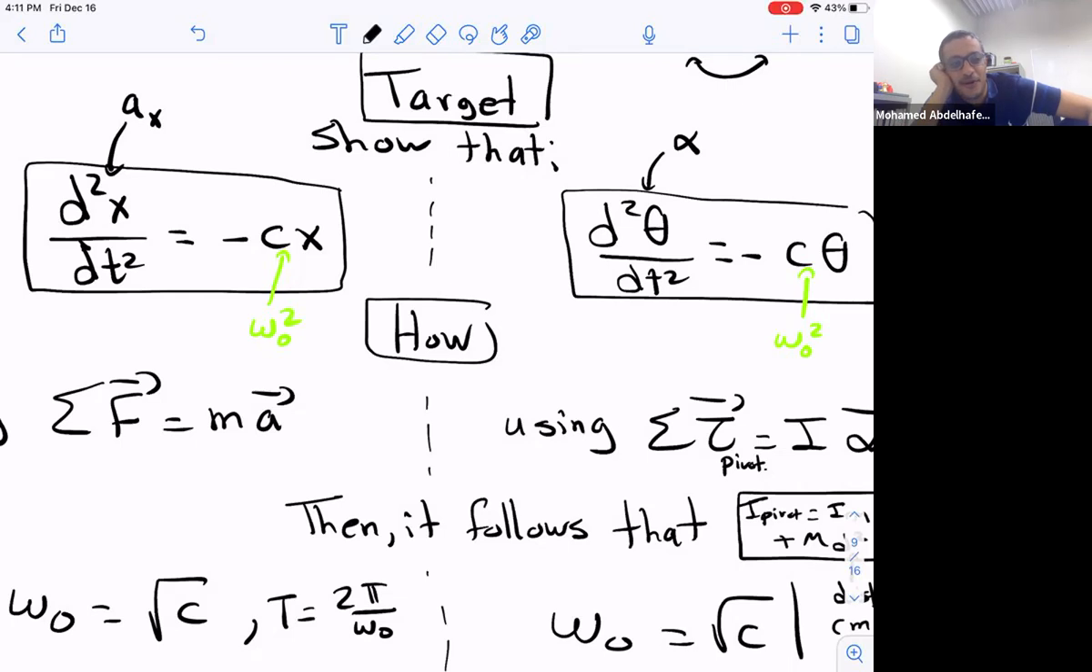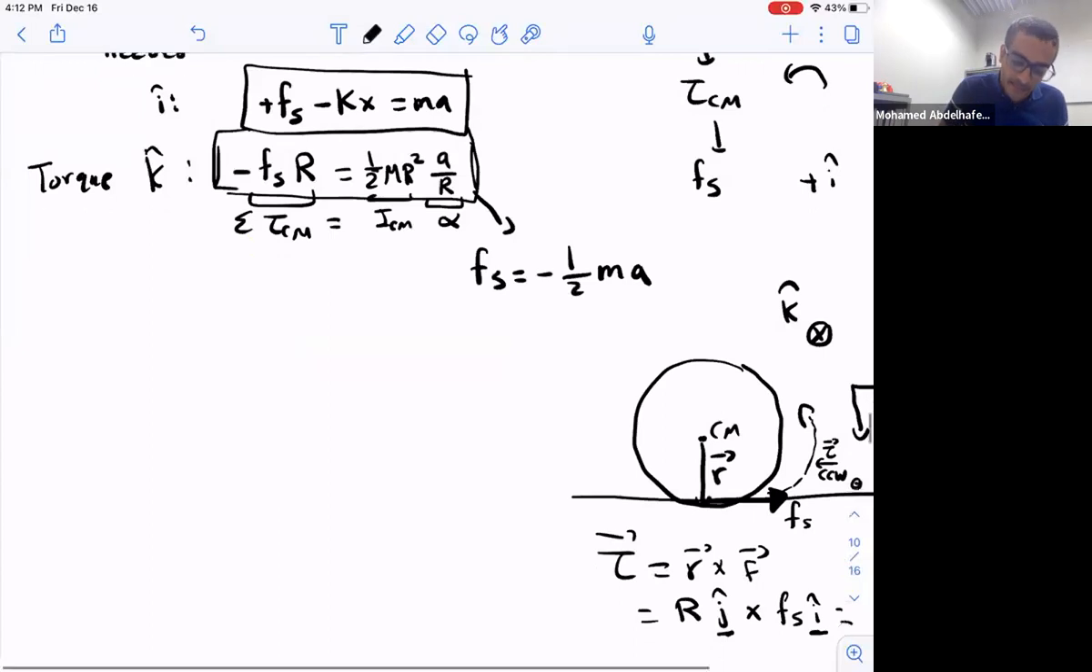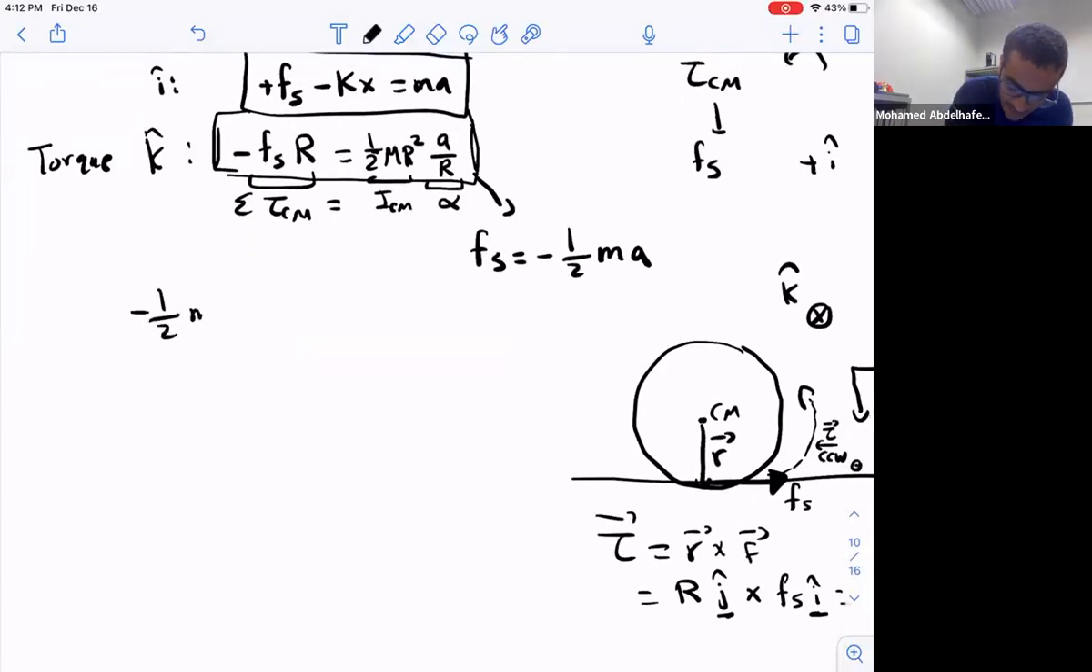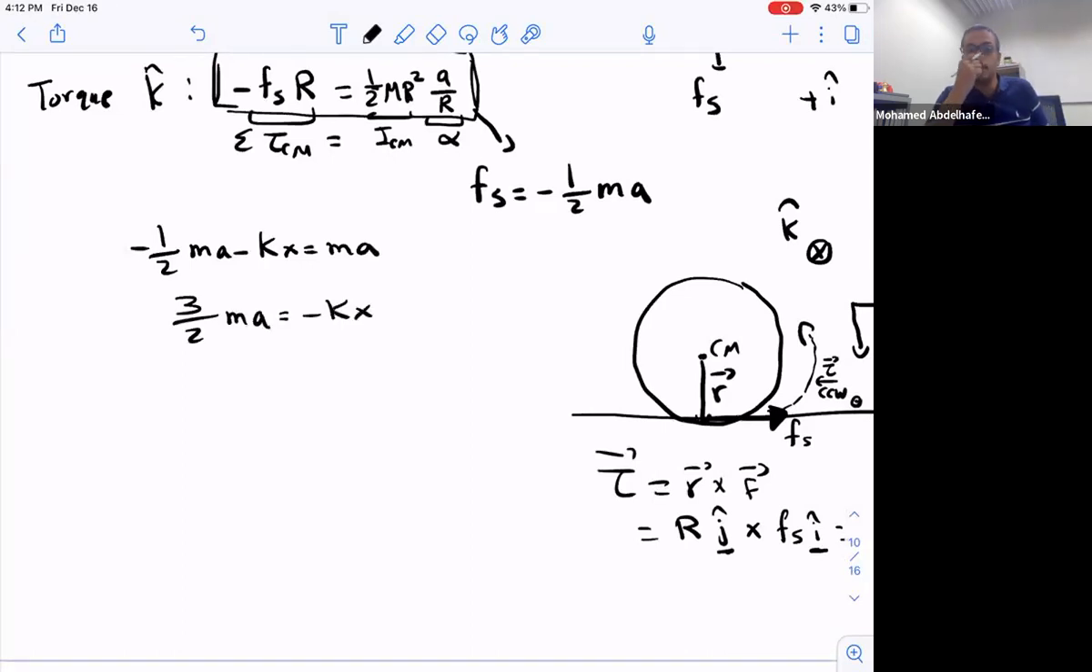We only would do that for harmonic motion. Naturally, the equation should get you that the acceleration is negative, and alpha is negative, because that's harmonic motion. You need a restoring acceleration. You need it to come back. That's the negative. So you leave the negative to come naturally. Here, the second equation, of torque, gives you that the static friction is minus 1/2 MA. Substitute that back into the first equation and you get minus 1/2 MA minus KX is MA. Take the minus 1/2 MA to the other side and you get 3/2 MA is minus KX, right?